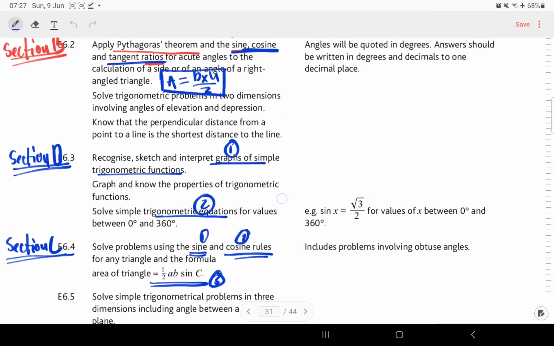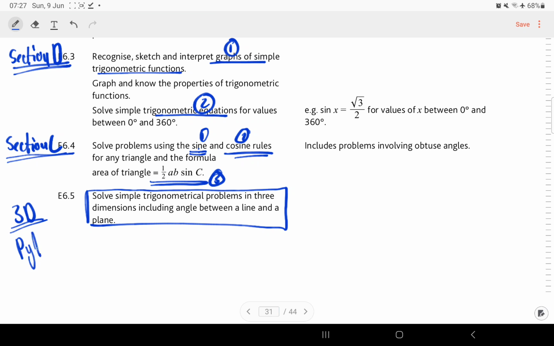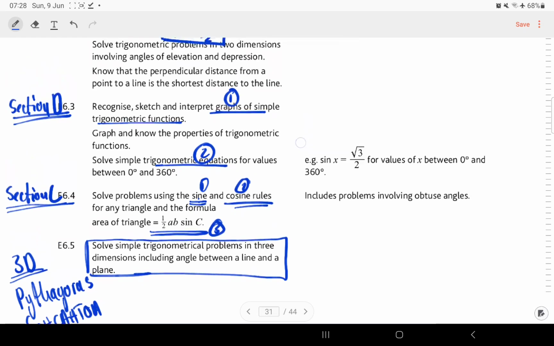Okay, so you say to me, what about this last part, this 6.5? So here, this 6.5, it is when you are getting, we call it 3D trig, okay? And we'll see us using Pythagoras theorem and SOHCAHTOA for 3D diagrams. It's still the same thing, but it'll be for 3D diagrams. I'll show you those special type of problems.